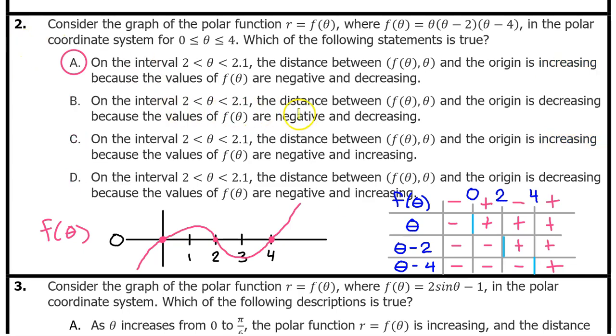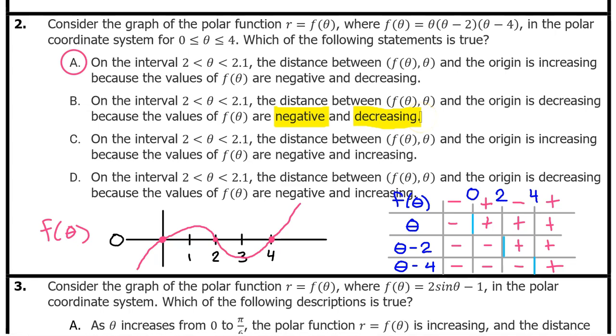By the way, we could have eliminated some of these options without graphing f of theta, sort of just by the vibes. We have learned that when these adjectives describing f of theta sort of sound the same, that's when the distance from the origin is increasing. So look at these words, negative and decreasing.